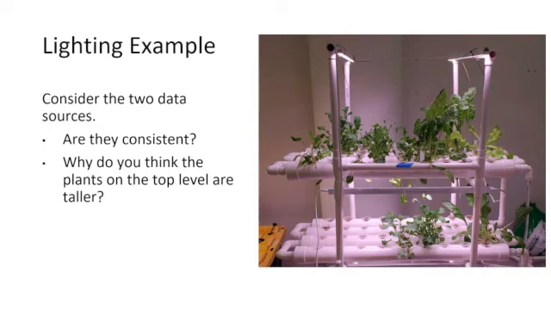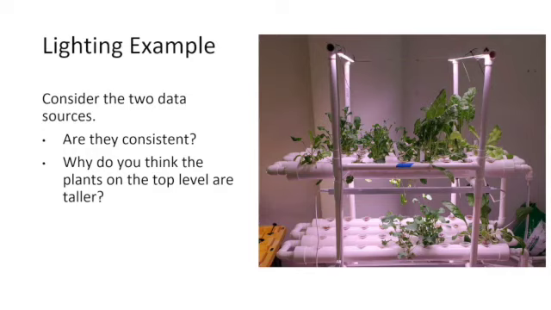So back to our hydroponics example, you're going to consider at least two sources of data, right? And we showed you those in the previous slide. So are they consistent? When we look at the plants and we measured the plants, yes, they were consistent. The top level is taller visually, and they were also taller using our ruler. So then you think about, okay, what's going on here?